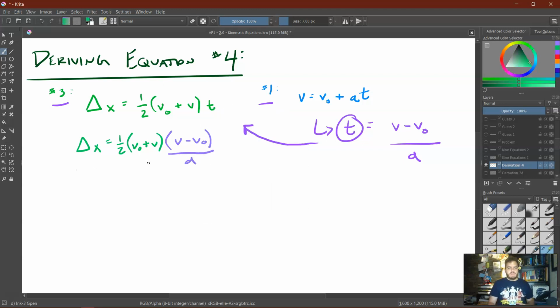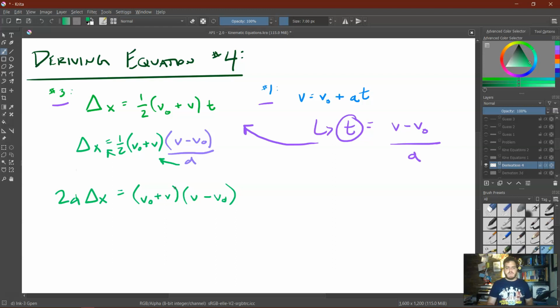Alright, so now what do we do? Well, I've got this 1/2 and this 1 over a, so I'm going to multiply both of those across. So I'm going to get 2a delta x is equal to (v naught plus v)(v minus v naught). Which, if you look at this, should be very familiar, because this definitely looks like the type of thing you might be factoring in an algebra class, for instance.